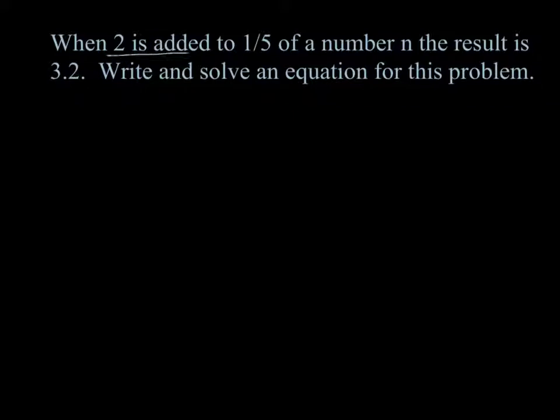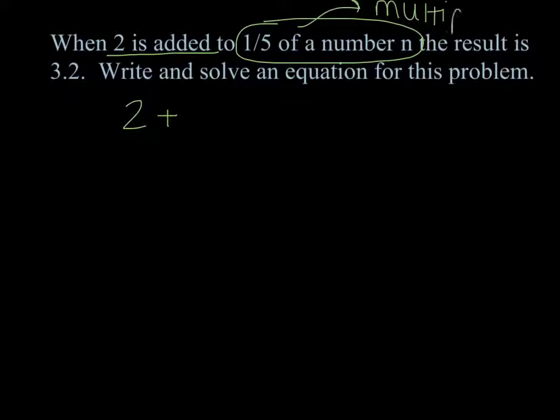So it's when 2 is added to. So 2 added 1/5 of a number. Of is a multiplying word. So I'm going to do 1/5 of n. That means times n. The result is an equal sign word. 3.2. So I wrote it. That was the hardest part.